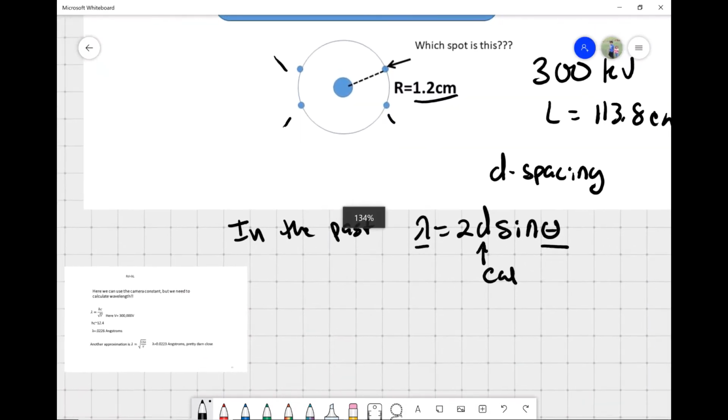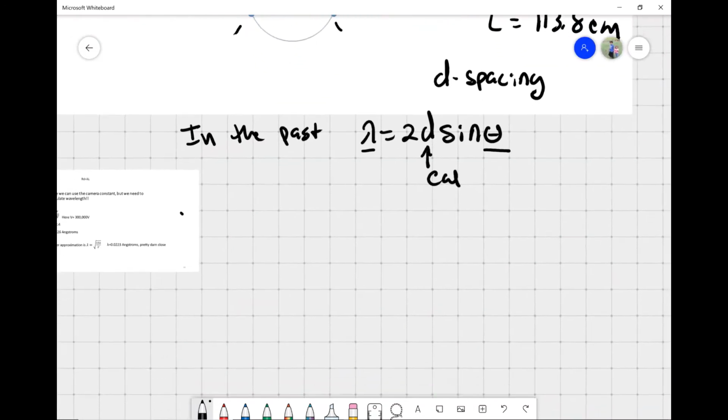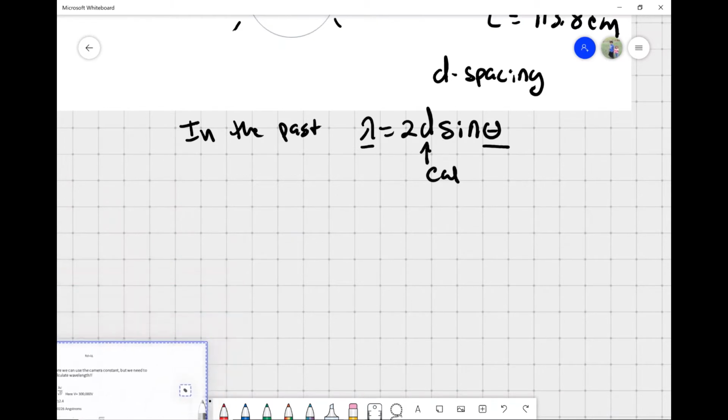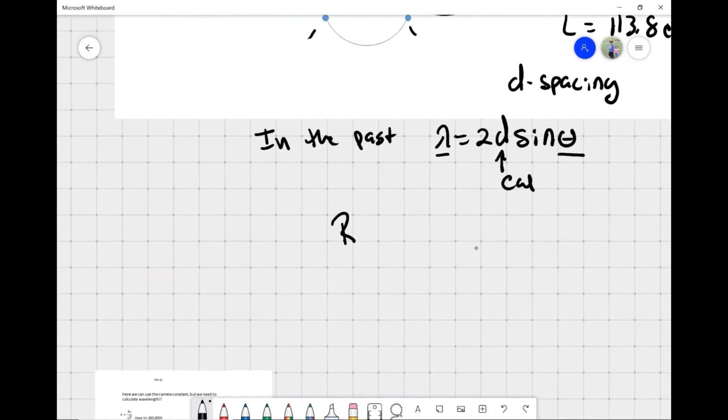Now, I don't want to give away the punchline here. Watching me fiddle with my tablet, sorry about that, guys. Now we're going to use this new equation for TEM. So this is XRD. For TEM, we use RD equals lambda L, and we're going to solve for D.